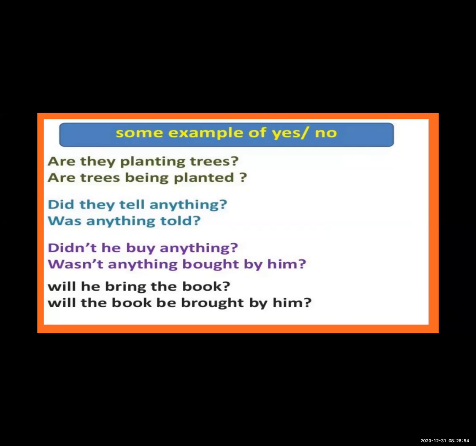So next one, didn't he buy anything? How will it be converted? Wasn't anything brought by him? Now "by him" over here we have used because there is no word like they, nobody, somebody, anybody. So because of that by him is used. Will he bring the book? Will the book be brought by him? Bring will become brought. So that changes you have to keep in mind.